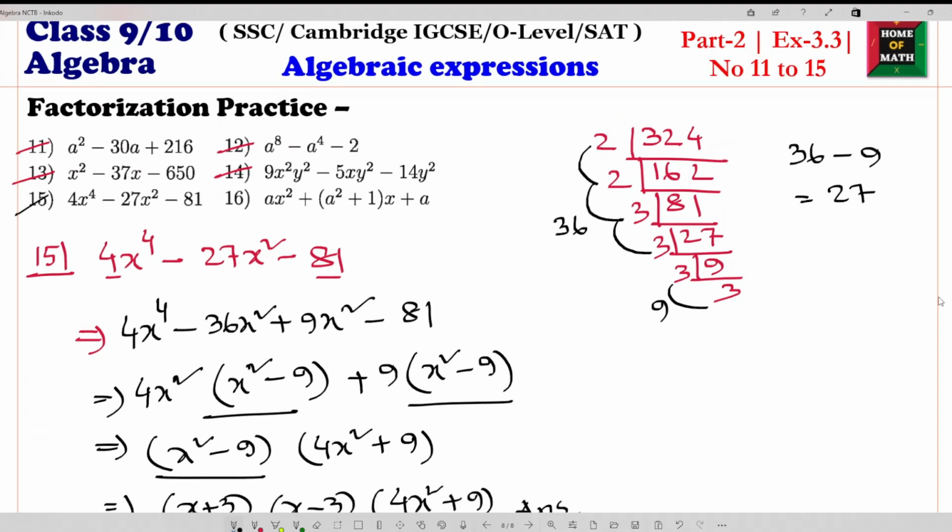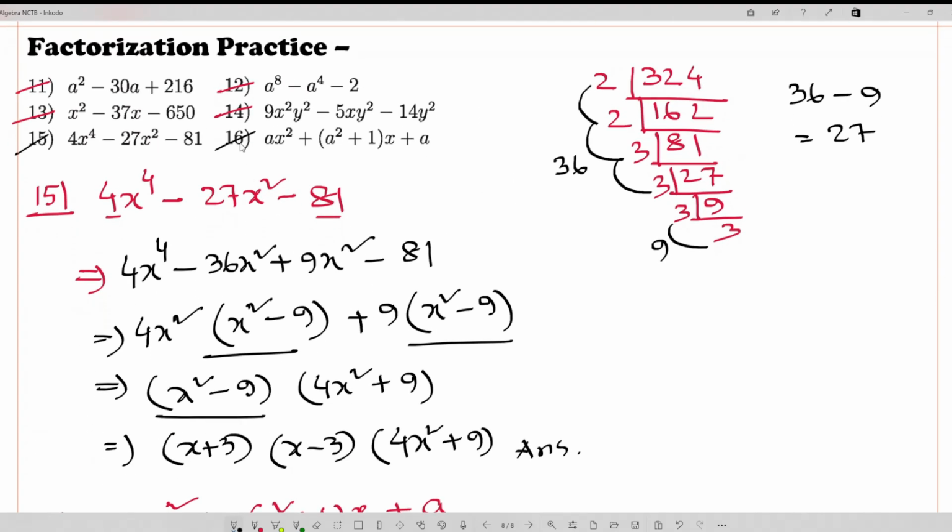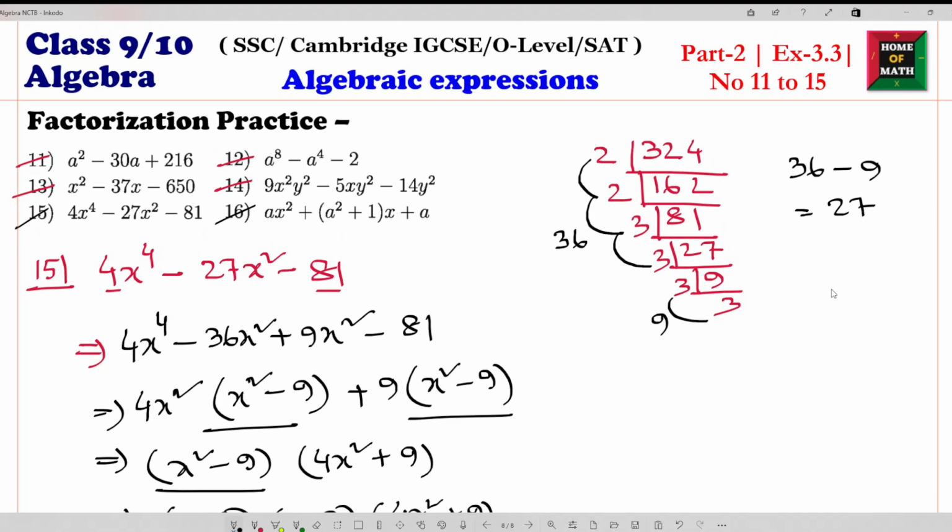So thank you very much for being with me. In this video we tried to solve 6 factorizations of algebraic expressions, which is very important for any kind of examination. Class 8 to 10, this is more important, especially grade 9 and 10 O level and Cambridge IGCSE type examinations, and also SSC in Bangladesh.